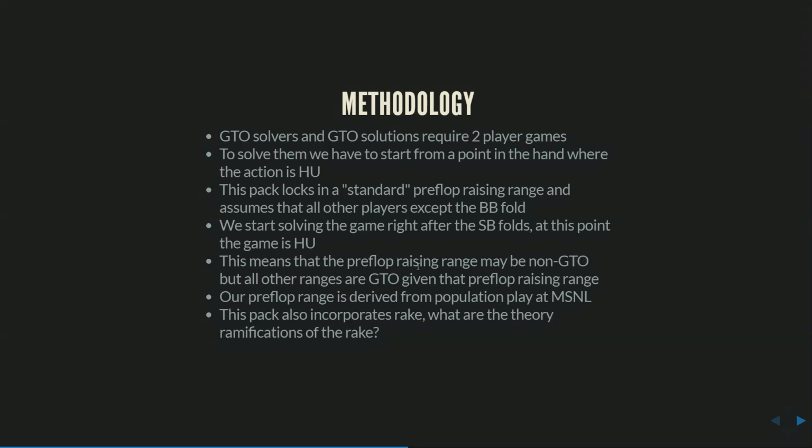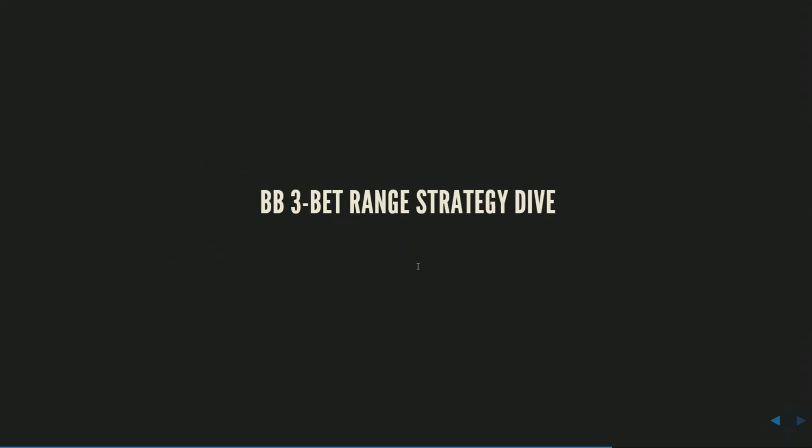We'll still have this nice GTO property in our solution, but it may be possible that there is some alternative equilibrium to the one that our solver found that has slightly different EVs for both players, because one of them is using the rake as leverage against his opponent a little more effectively. So that's a bit of a technical detail, but one I definitely wanted to mention. And without further ado, let's get into a strategy dive.